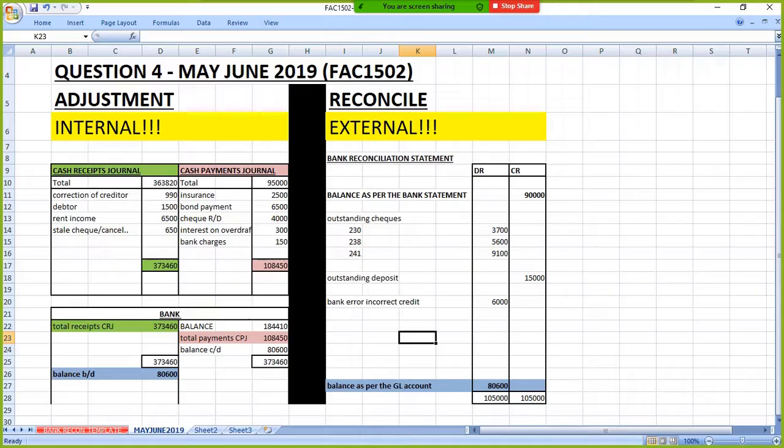I got most of it right. In total, I got about five. Okay, so let's go through it quick. Cash receipts journal. Did you have these 4 things? Did you have these 5 things? Did you have a total? Yes, I just didn't have the rent income and the sale check. Okay, you didn't have that and that. Okay, so minus 2 there.